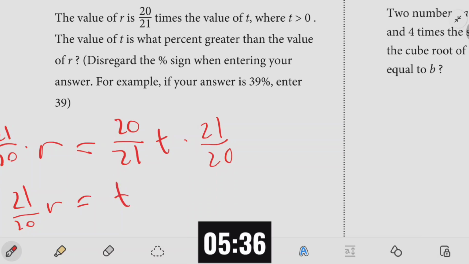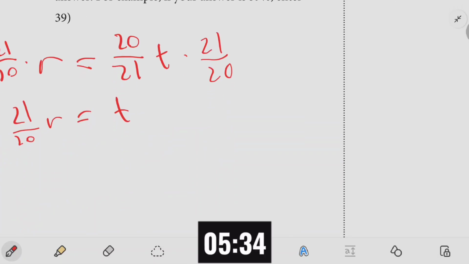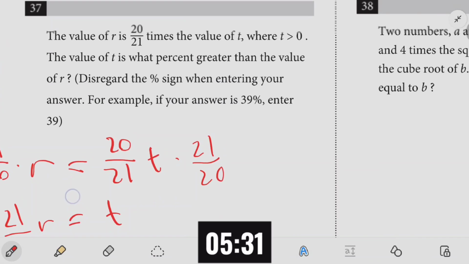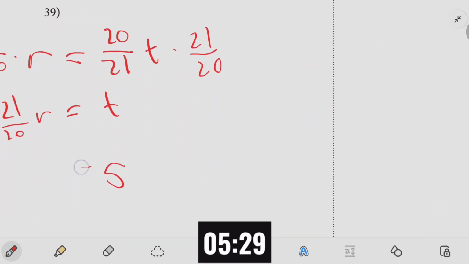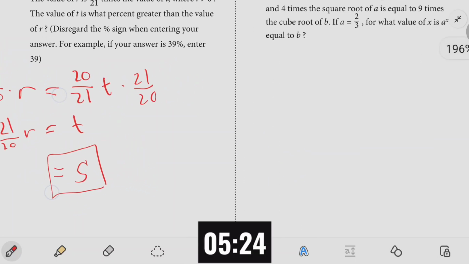Okay, 21. 5%. I think 5% is the correct answer. 21. Yeah.